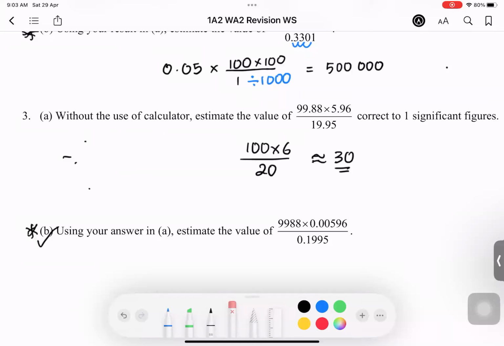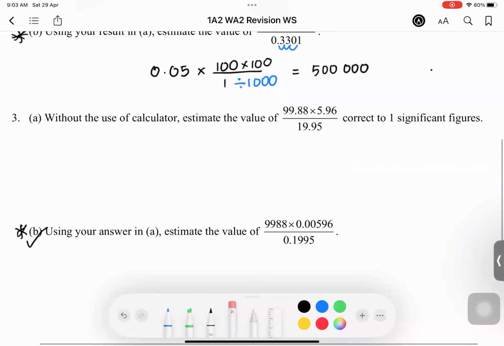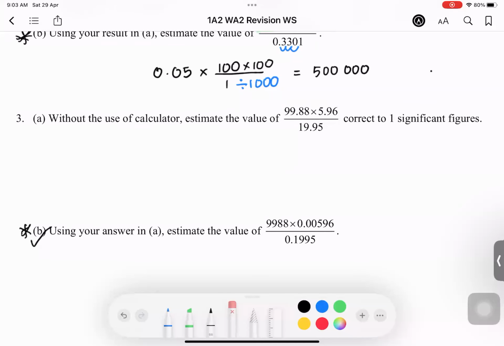All right, let me just erase this. For question number 3, what type is this? Look at the question. It says, without the use of a calculator, estimate the value correct to 1 s.f. So I cannot use the calculator, but you can still use the calculator to do calculations later. I need to correct the answers to 1 s.f., and I need to think how to calculate that. So if that's the case, I should go for type 2, where I round off each of the numbers over here. So 99.88, I'll round it off to one significant figure.